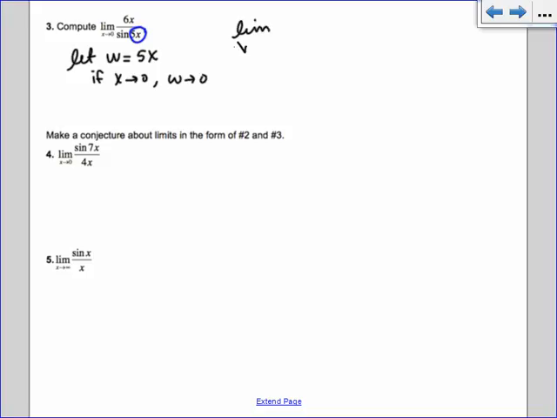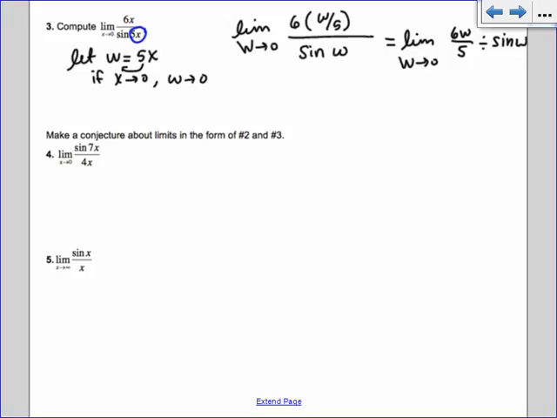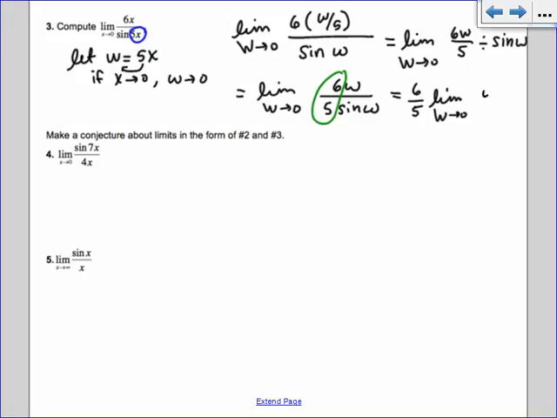So we're going to have the limit as w goes to 0. And then I have 6x. What do I replace x with? x is w over 5. Do you guys see that? We're just dividing the 5 over. So we get the limit as w goes to 0 of 6w over 5 divided by sine of w. So it becomes the limit as w goes to 0 of 6w over 5 sine of w. So that 6/5 can just go to the front. So we have 6/5 times the limit as w goes to 0 of w over sine of w. And I told you that part, even though it's the reciprocal, it also goes to 1. So we end up getting 6/5.